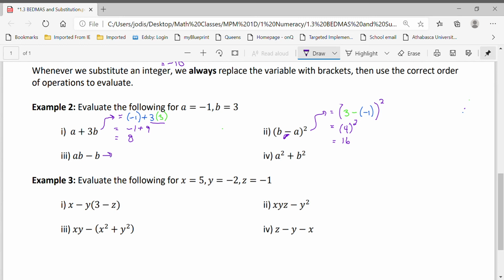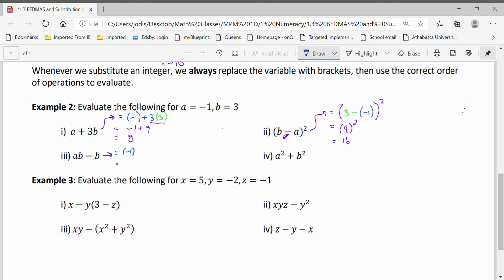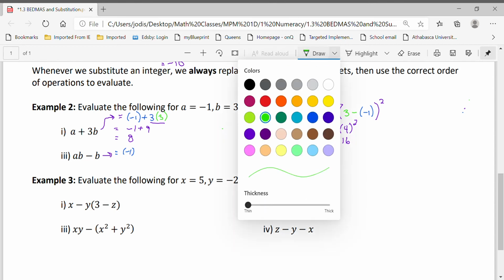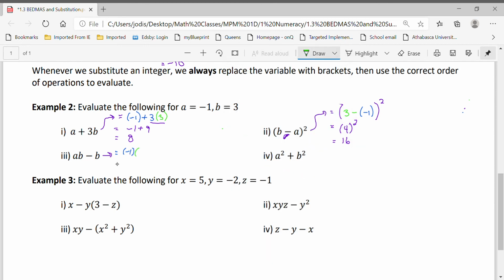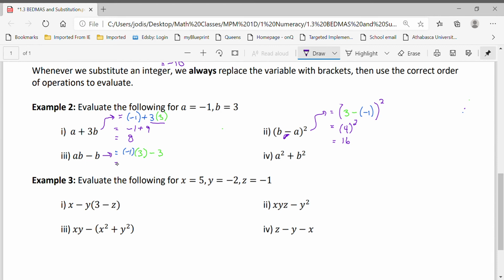For part 3, we can do A is -1, B is 3, and then we're going to minus, we don't need brackets, then we're just going to minus another 3. Okay, so again, multiplying first, -1 times 3 is -3, subtract 3, and we get -6.